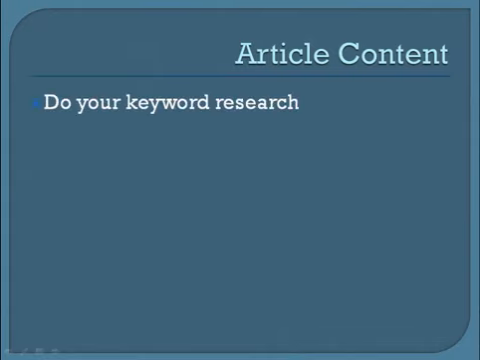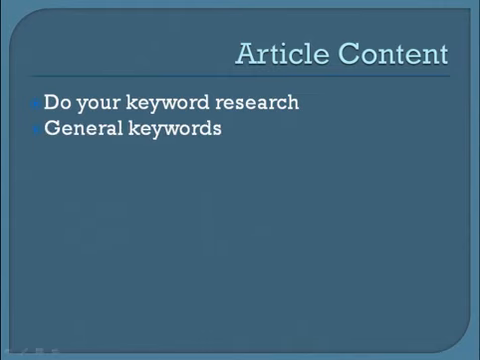So let's talk about article content and how you can do it the right way. Doing it the right way is actually very easy. You just need to know how to do it. First of all, you want to do your keyword research, meaning you want to know what kind of general keywords you're going to use for the title of the article and for the general content.